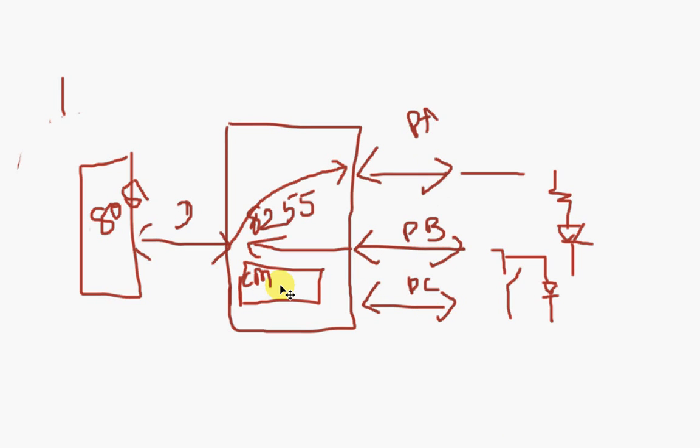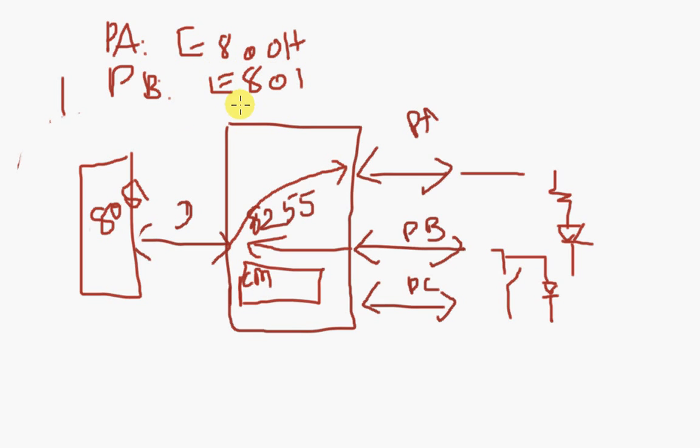The address of port A is E800, which is how it is connected in your trainer kit. It could be anything, but the trainer kit we have in our lab is connected like that. Port B is E801, port C is E802, and the control word is E803, which is mapped in external data memory. You have to consider those 4 locations as external data memory.